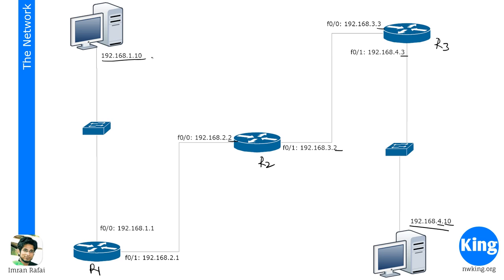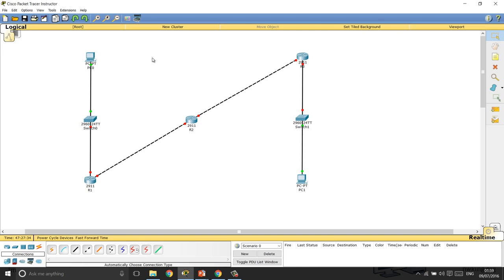Now let's configure this in Packet Tracer, right? I have used 2911 routers, so I've used 3 routers. According to our diagram, I have configured the IP addresses in both these hosts. Switches, you don't have to really do anything because all of them are in VLAN 1, so it's going to work out of the box.